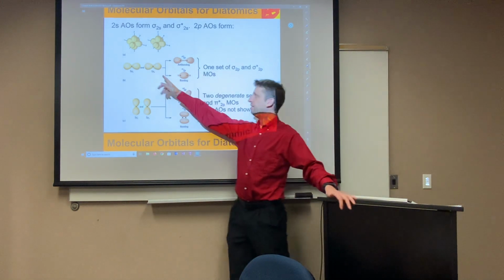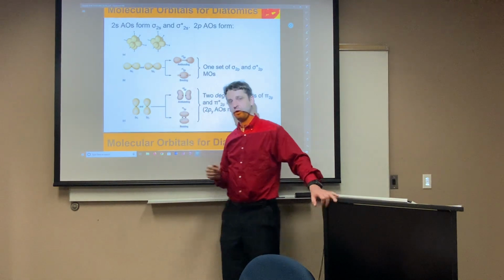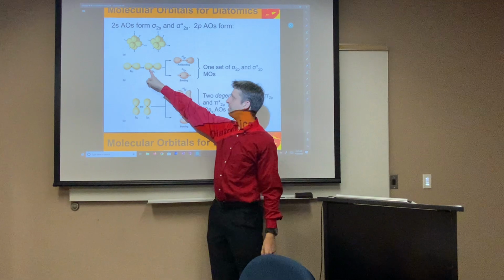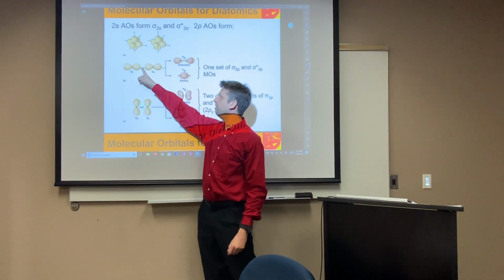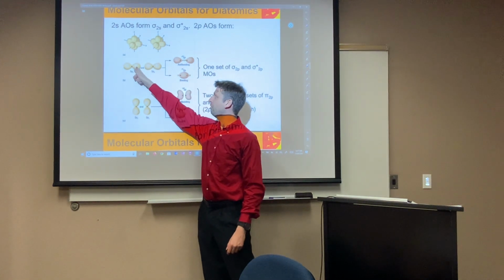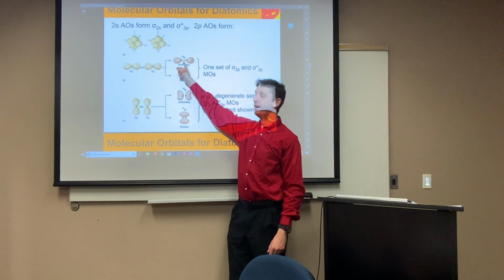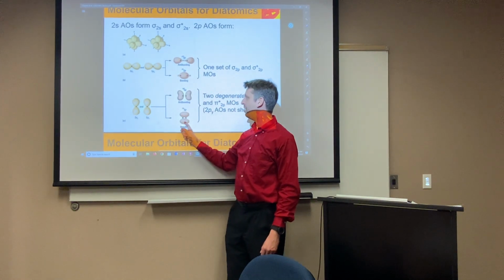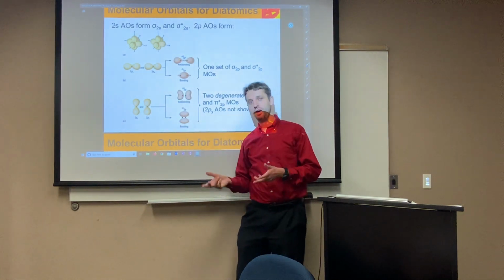we can make sigma bonds from our p orbitals. Again, we're just saying if there's a head-on collision between these two lobes, we make a bonding and an anti-bonding set. And if we make the side-on, here we have our pi bond and our pi anti-bonding.